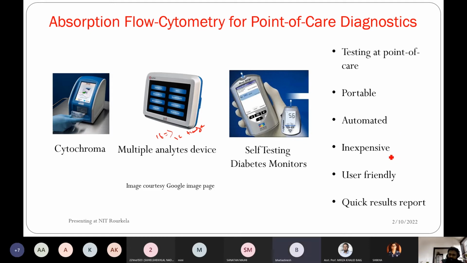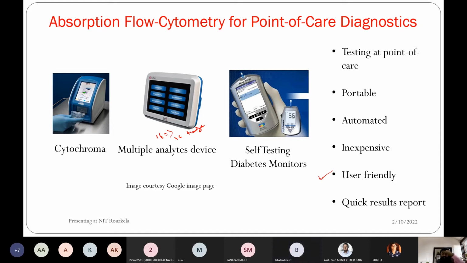So it is automated, and when your device is compact, when your device is small, the cost also automatically goes down, right? And obviously the point of care devices are user friendly, right? User friendly means we use some buttons to switch on and off, and you are able to see your results displayed. So automatically they are user friendly, and you will also get a quick response.